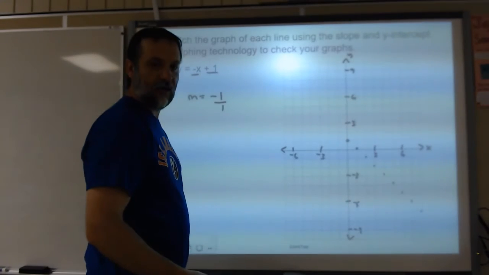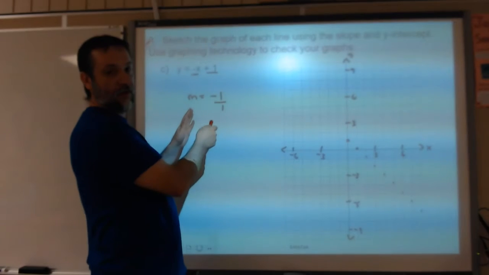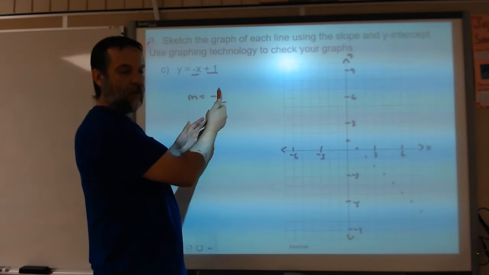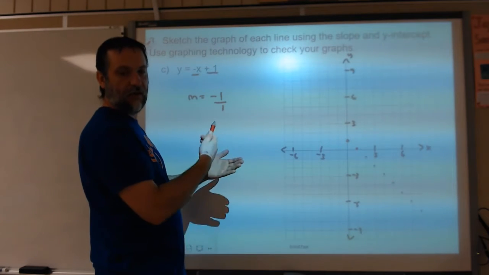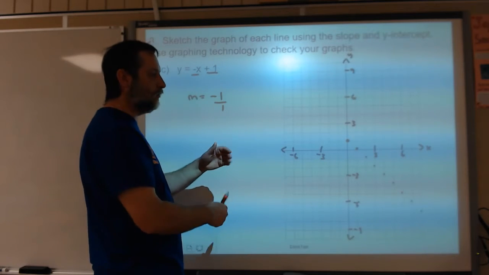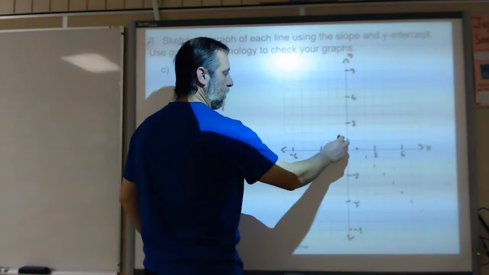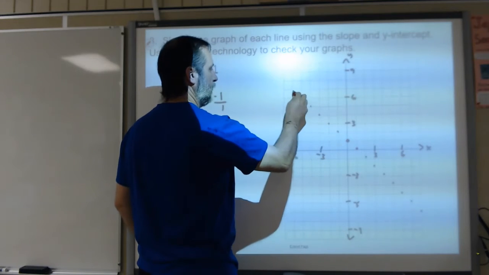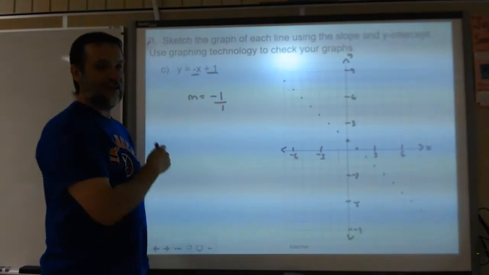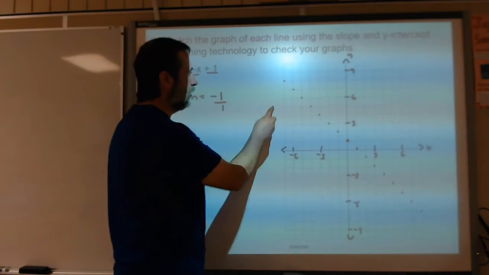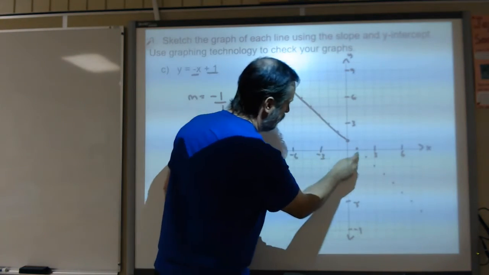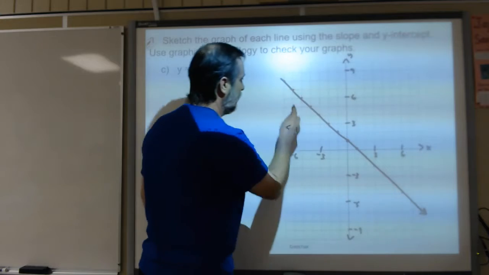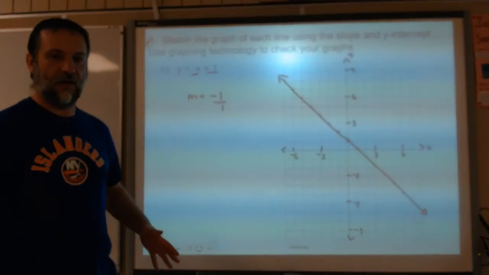The same thing if I was to go backwards. I could apply that negative to the denominator and leave the numerator positive. It still works out to a negative 1 if I have 1 over negative 1. So I can rise 1, run backwards 1, and so on and so forth. So that's a slope of negative 1. Ruler, connect the dots, arrowheads. My graph is complete.